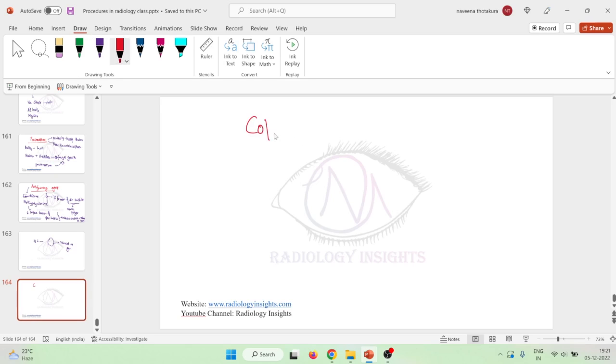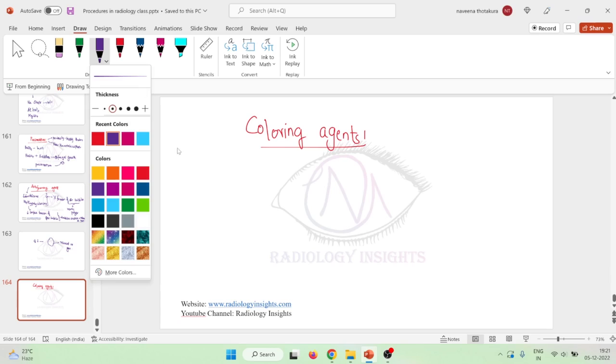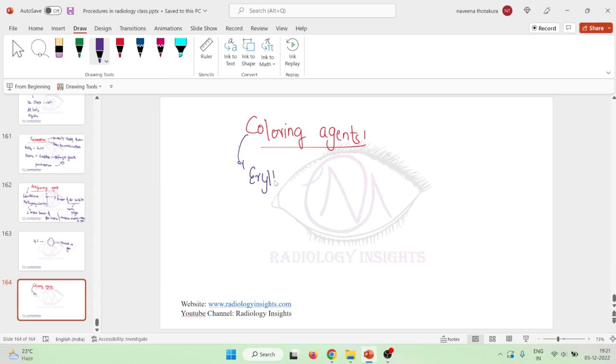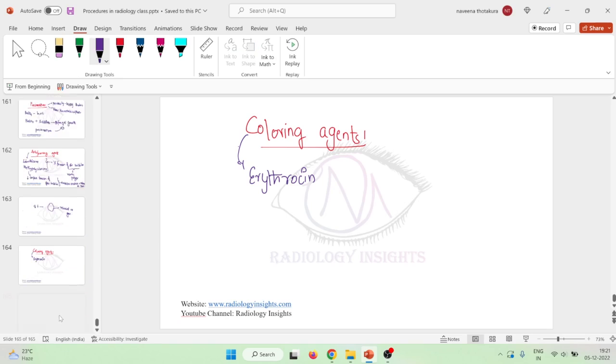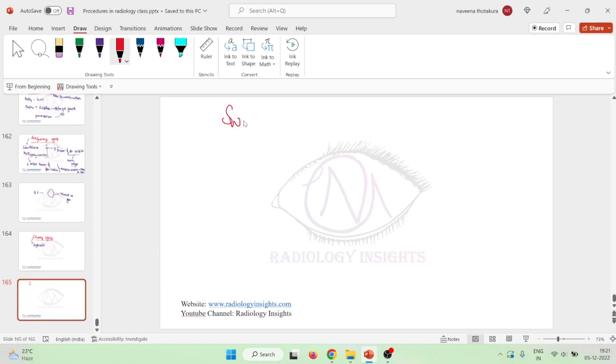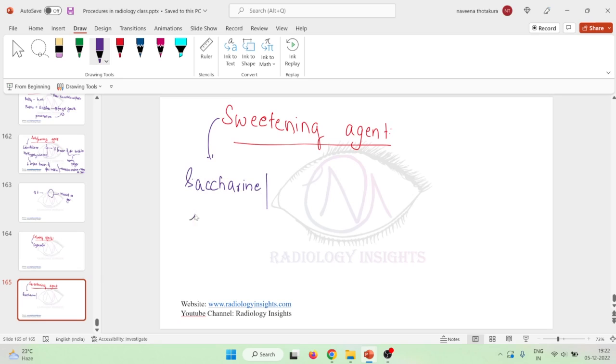Next, a coloring agent can also be used. A coloring agent is not generally necessary, but we can use erythrosine as a coloring agent. Next, we have sweetening agents. A sweetening agent can also be used for better swallowing by the patient. If the patient has to take a barium swallow, he has to swallow it, and if it is sweeter in taste, it is easier for the patient to swallow. So we can use saccharin or any fruit essences as sweetening agent.